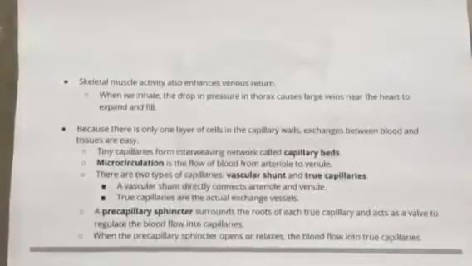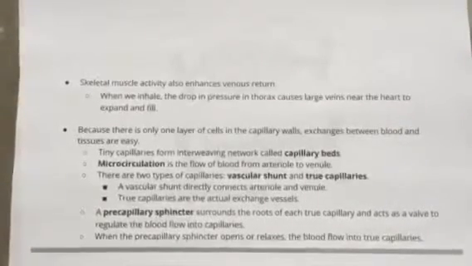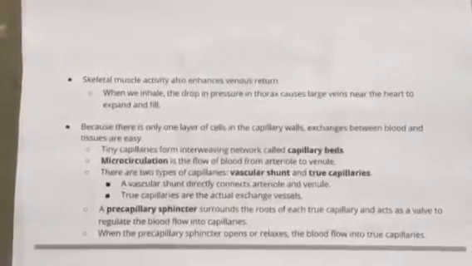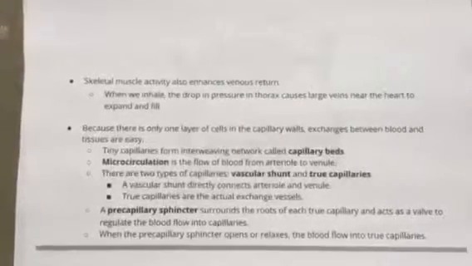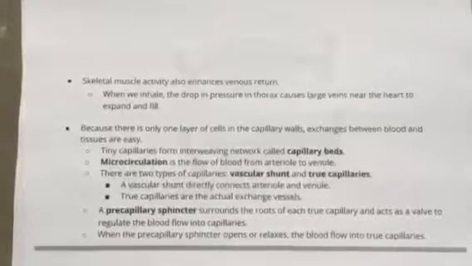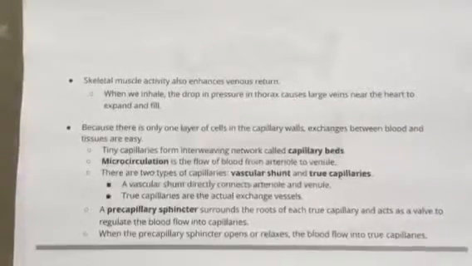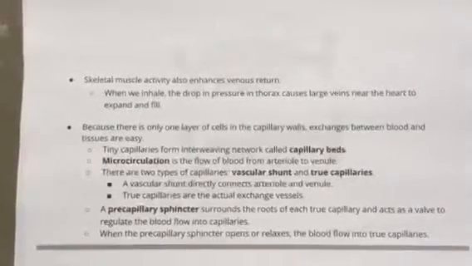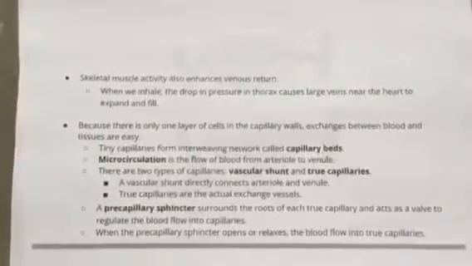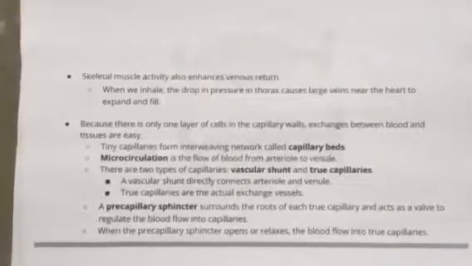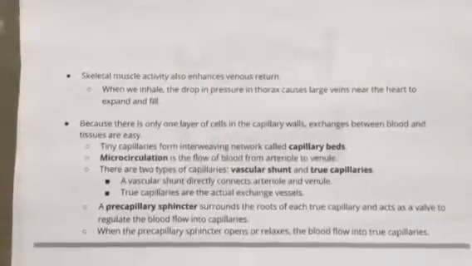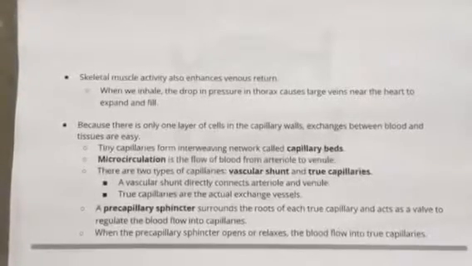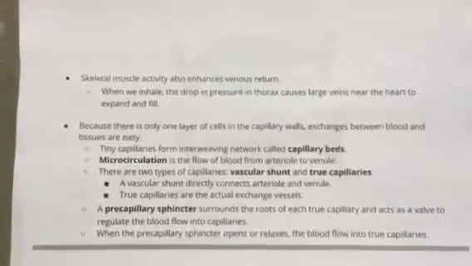Because there is only one layer of cells in the capillary walls, exchanges between blood and tissues are easy. The tiny capillaries form intervening networks called capillary beds. Microcirculation is the flow of blood from arterioles to venules. There are two types of capillaries: vascular shunt and the true capillaries.